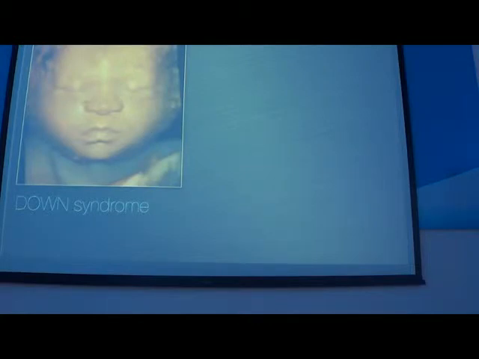And what you can see, the size of the mouth does not exceed the size of the nose.